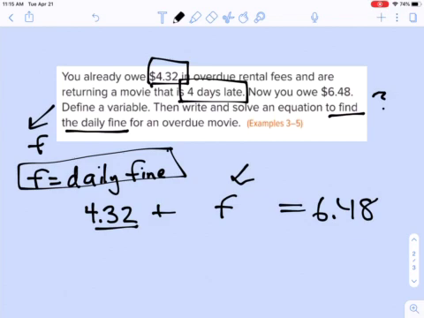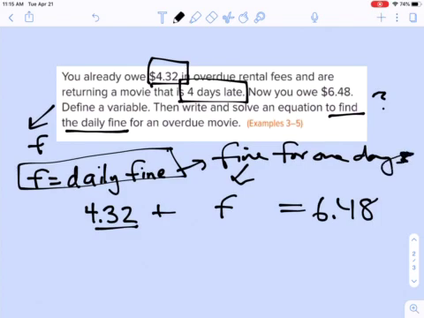Well, that's not entirely right, because F stands for your daily fine. Your daily fine means your fine for 1 day. How many days is this late? Well, you're 4 days late, so we're going to do something with that 4. We're going to take that fine for 1 day that you pay, and then the next day it doubles, the next day it triples, right? So you're multiplying it by how many days? It's 4 days. So our equation is 4.32 plus 4F equals 6.48.